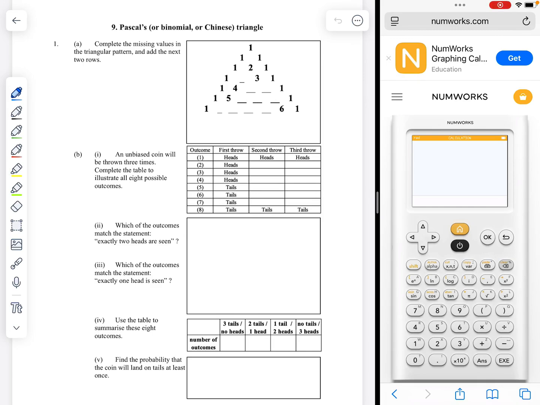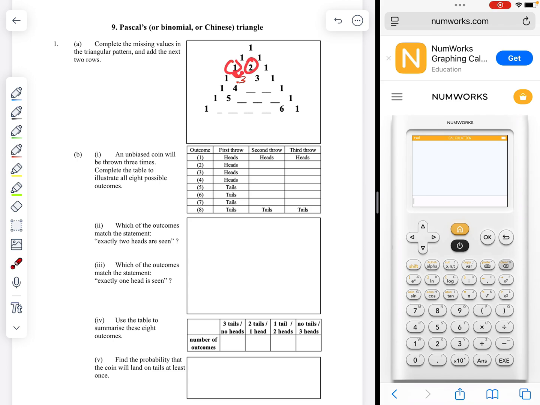Question 1a. Complete the missing values in the triangular pattern and add the next two rows. So the way that this Pascal's triangle, the binomial triangle, the Chinese triangle, works is that one row is generated from the preceding row. We can see that 2 and 1 add up to give 3. So the missing number at the top is going to be 3 as well.